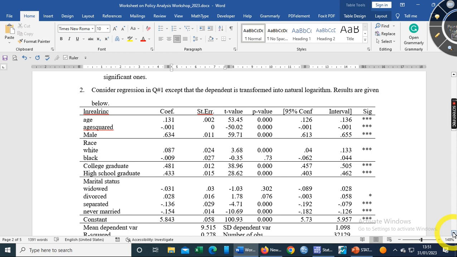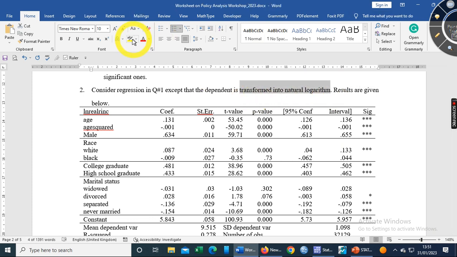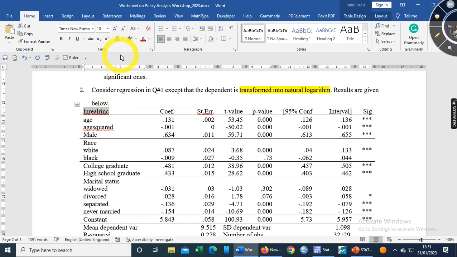Taking the first question as it is, the only thing is that the dependent variable, which was in level, was transformed into natural logarithm. Now instead of real income, we have the natural logarithm of real income.